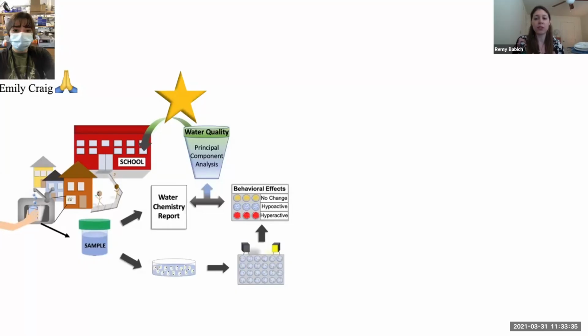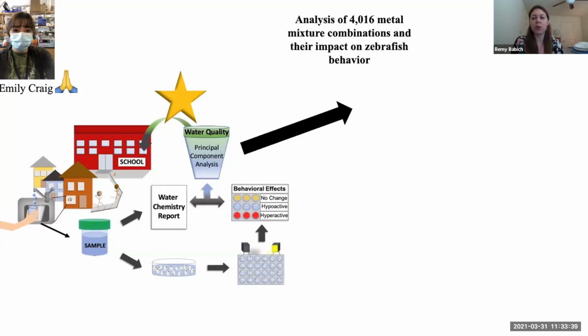Again, this is from the original 14 metal panel water report. I analyzed a total of 4,016 metal mixture combinations, along with their concentrations and their relationship to behavior. This analysis produced 4,016 cluster plots. Each point within a cluster plot represents a drinking water sample.